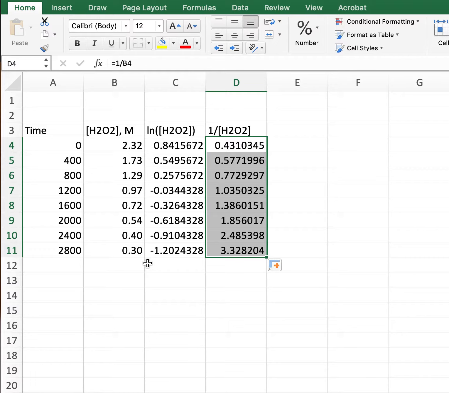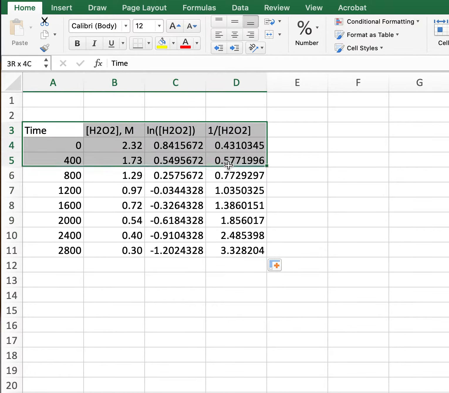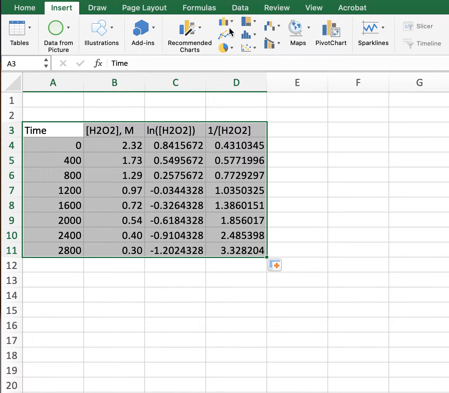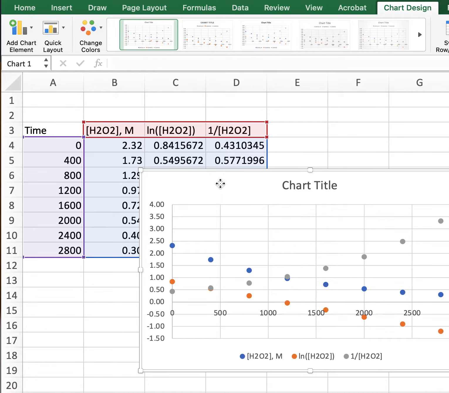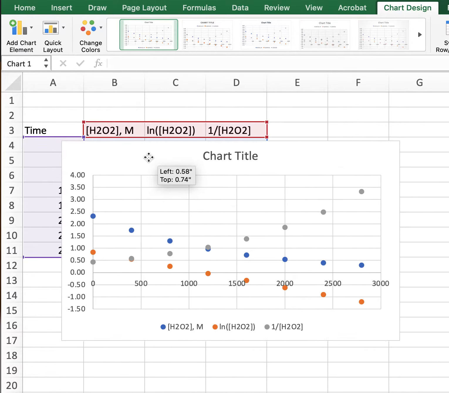What we can then do is plot them all. I'm going to include my titles, and I'm going to plot them all by going to Insert. And the only one we ever do in this class is the XY scatter plot with points only. Here we are again. And we get 3 sets of data.